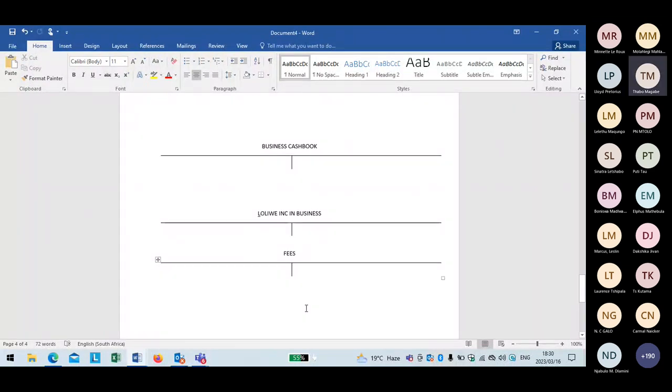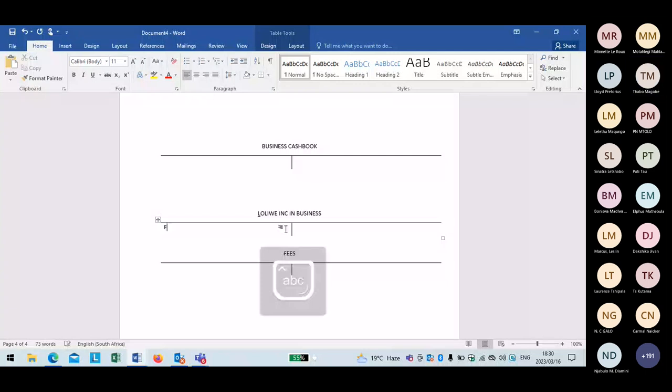Which one do we debit and which one do we credit? We debit the business. Debit loan, and then we credit fee. Okay, and our narration is: debit Loliware. You can say fees, or you can still say allowance received.